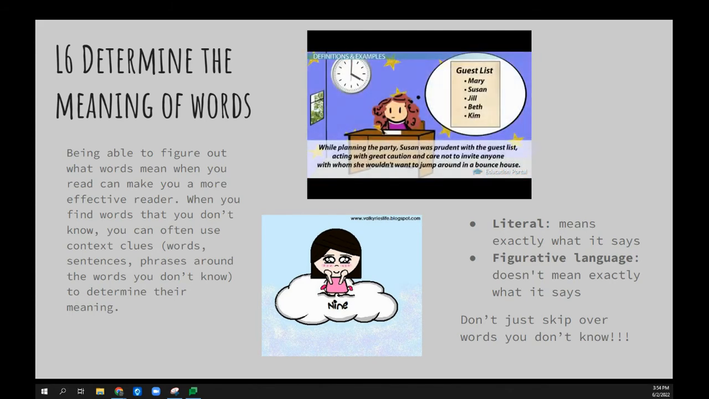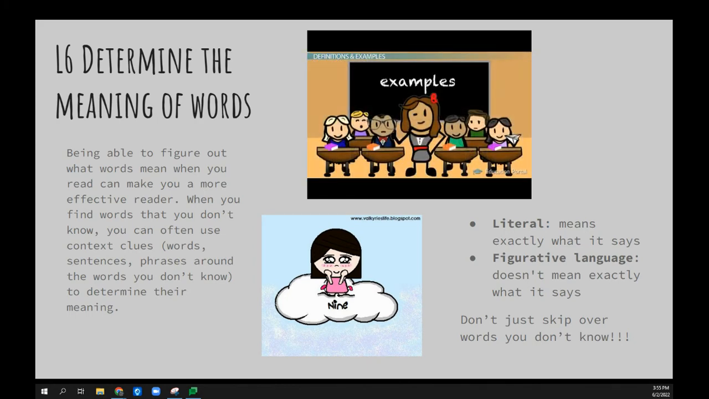Consider this sentence. While planning the party, Susan was prudent with the guest list, acting with great caution and care not to invite anyone with whom she wouldn't want to jump around in a bounce house. What does prudent mean? In this sentence, the definition of the word is right there. Who is being prudent? Susan. With what? The guest list. You don't need to know what prudent means to figure that out. And how else is Susan's behavior with the guest list described? She's acting with great caution and care. So what's the definition of prudent? Acting with great caution and care.